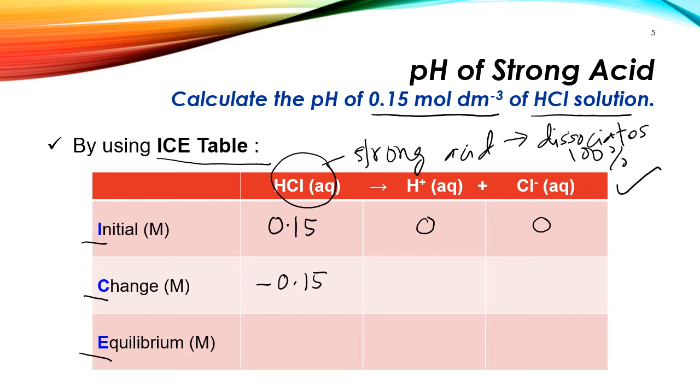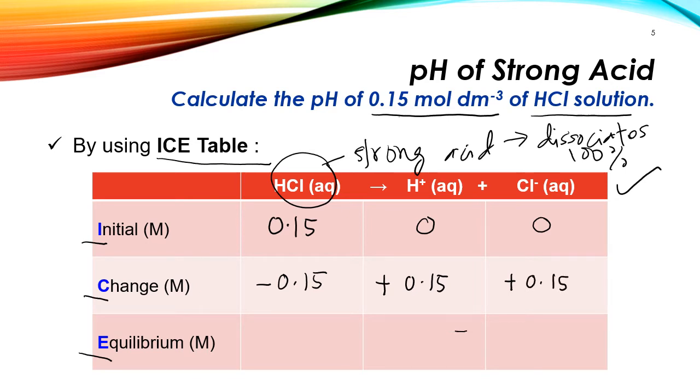During the reaction, when the dissociation occurs, ions must form in the solution. The concentration of the ions formed must be equal to the initial concentration of the strong acid that was introduced in the reaction. That is, H plus has produced 0.15 molar, which is the same as the initial concentration introduced, and the Cl minus also produces 0.15.